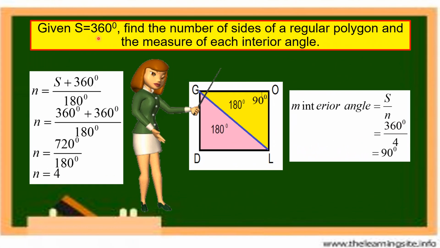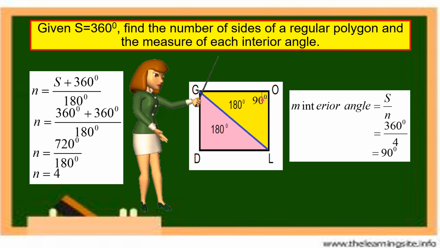Given S equals 360 degrees, find the number of sides of a regular polygon and the measure of each interior angle. So we need to write the formula n equals S plus 360 divided by 180. 360 plus 360 is 720 divided by 180 is 4. So we have a quadrilateral. Since that is a regular polygon, that is a square. So we have a square.